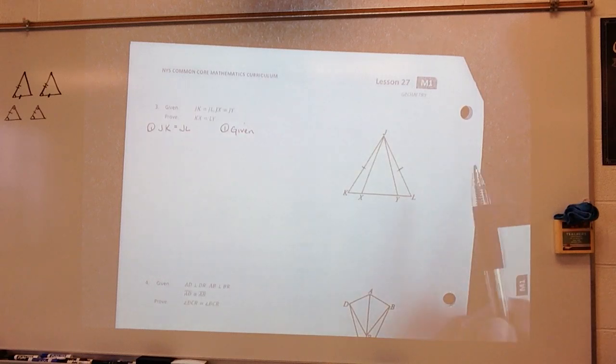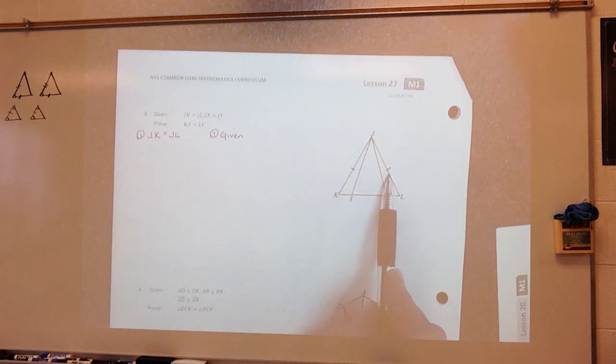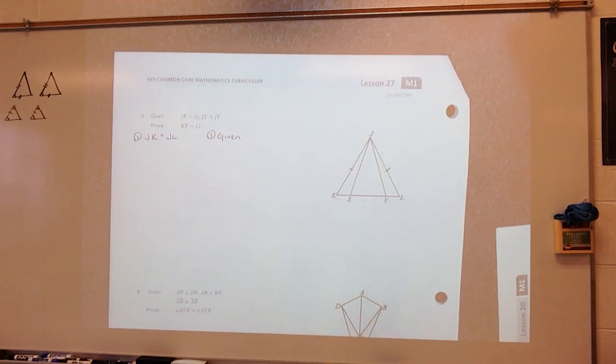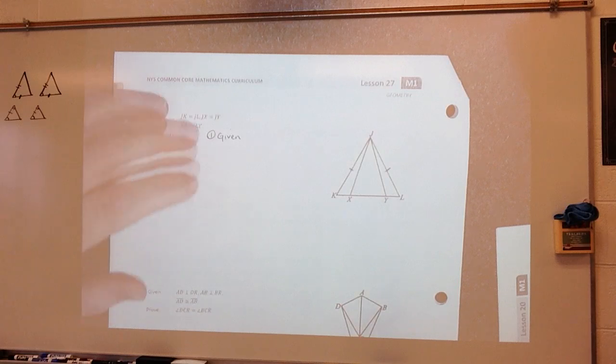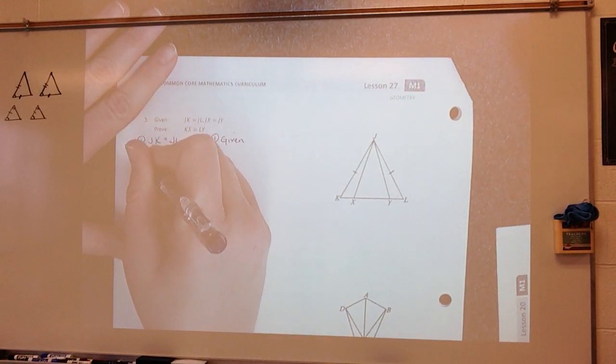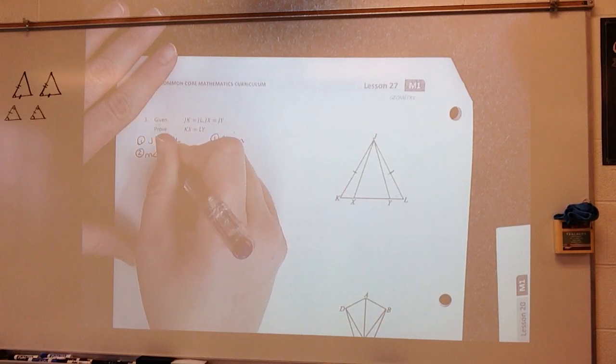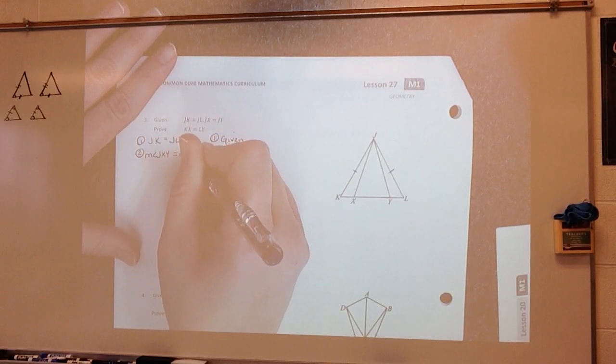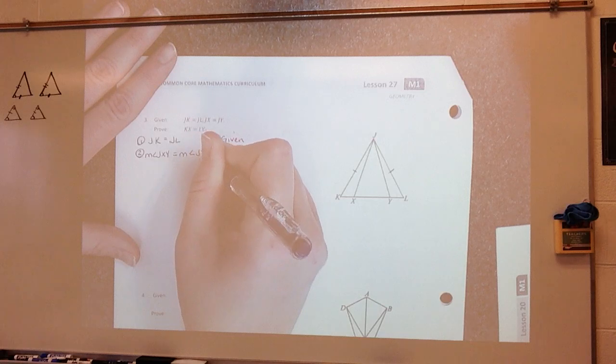Since, let's look at this as a whole triangle. And since I'm dealing with two sides equal, I know what kind of triangle it is. I know it is an isosceles triangle. And since I know this is an isosceles triangle, then I know that I have congruent base angles. Alright, so the measure of angle JXY is equal to the measure of angle JYX.